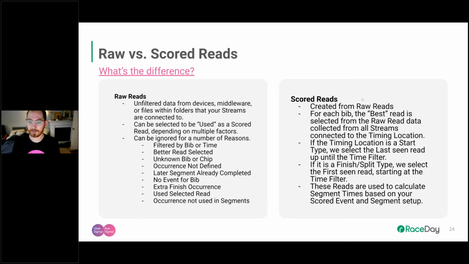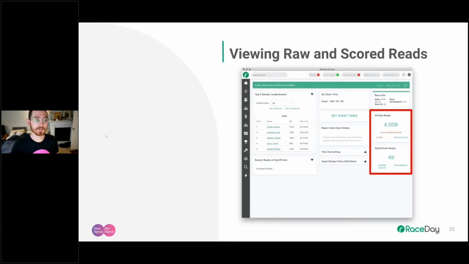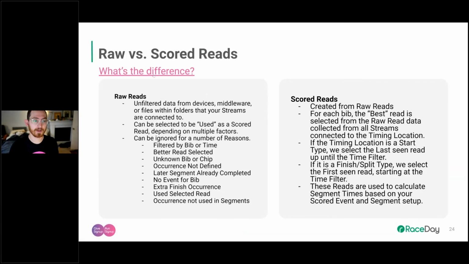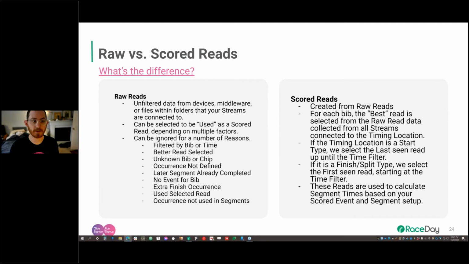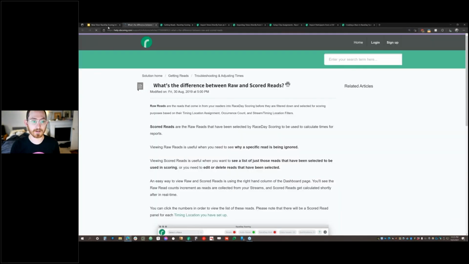So again, if the timing location is the start type, we select the last seen read up until the time filter. If it's a finish or split type, we select the first seen read starting at the time filter on that location. Then these reads are used to calculate your segment times based upon your scored event and segment setup. I'll talk about segments a little bit, and I have some more information here on the difference between raw and scored reads in our guides.